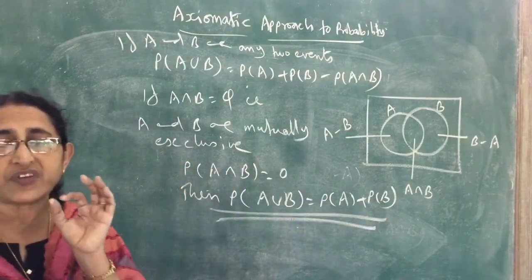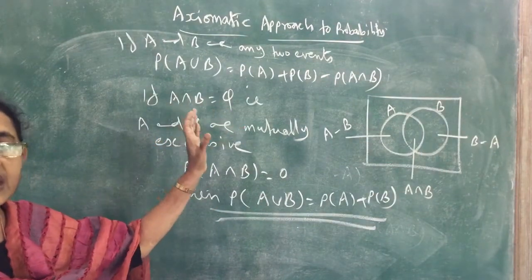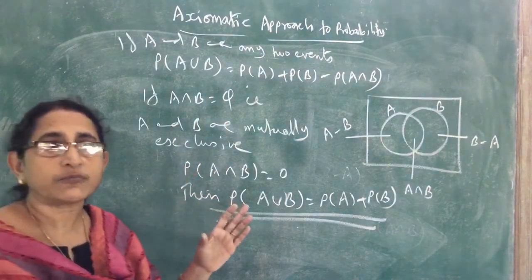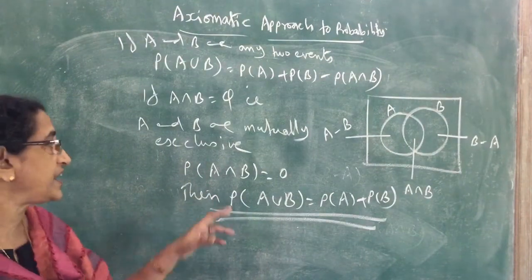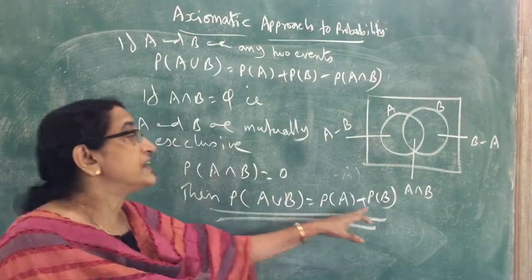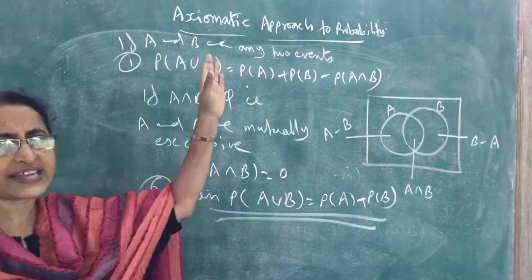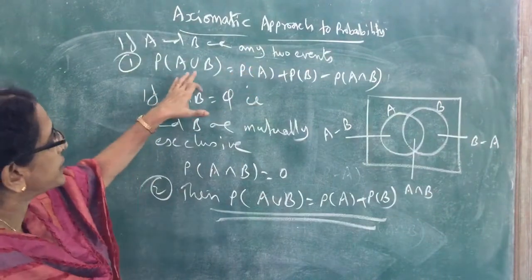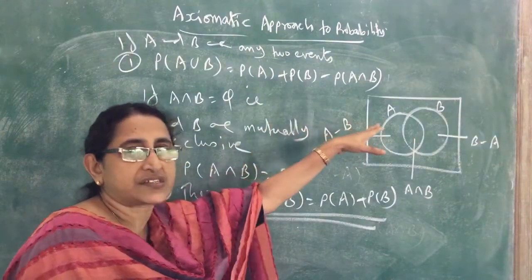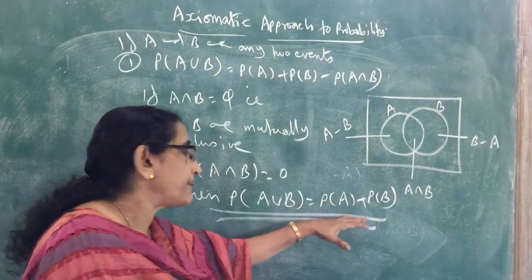Mutually exclusive is a very important term. That means A intersection B equal to null set. So if A intersection B equal to null set, A and B are called mutually exclusive events. Then probability of A intersection B is 0, and probability of A union B equal to probability of A plus probability of B. So study these two formulas. For any two events A and B, you can use probability of A union B equal to probability of A plus probability of B minus probability of A intersection B. If A and B are mutually exclusive, you can use probability of A union B equal to P of A plus P of B.